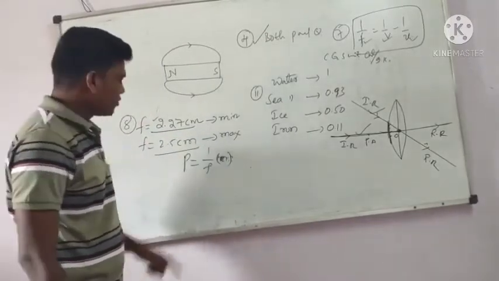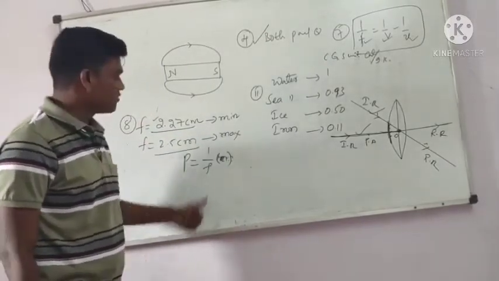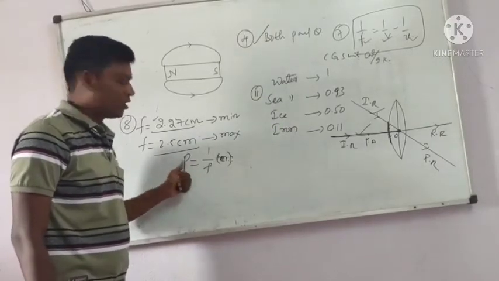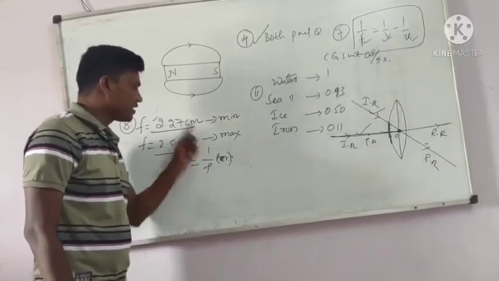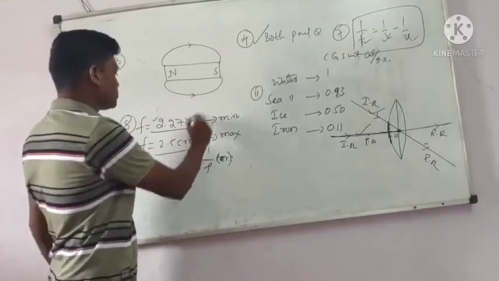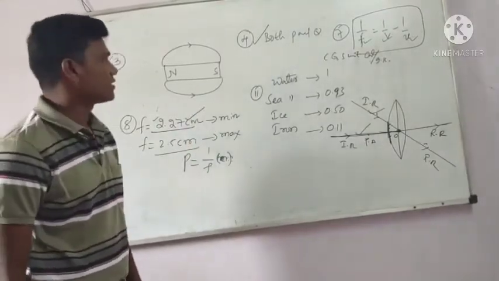That is, we know that. So these two are reciprocals. If f is less, P is more. If f is more, P is less. That is one thing. So our answer is 2.27 centimeters.